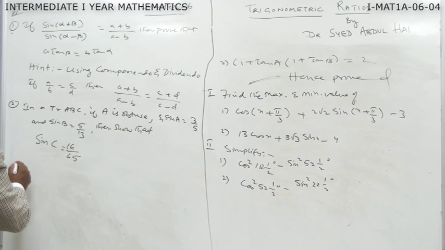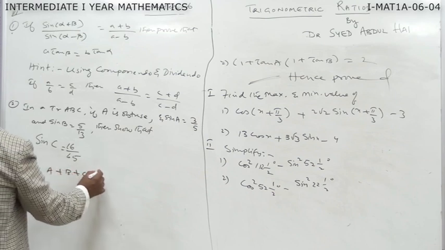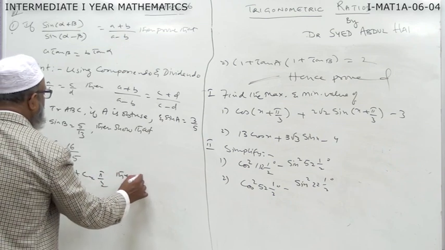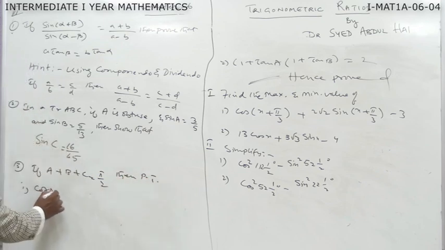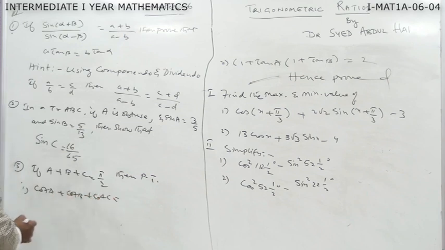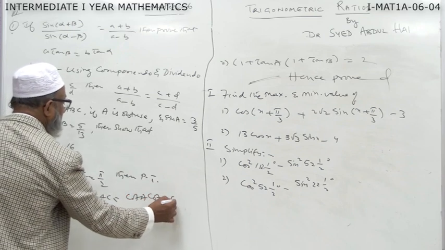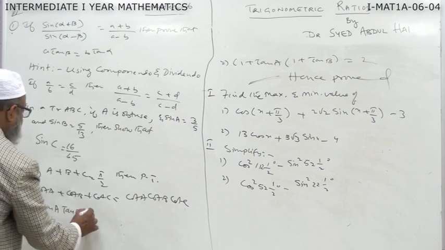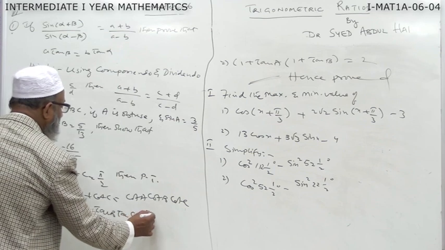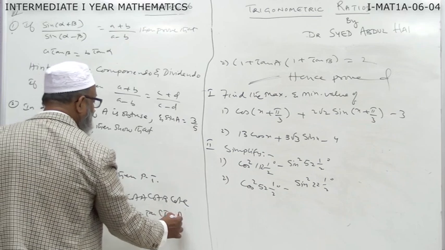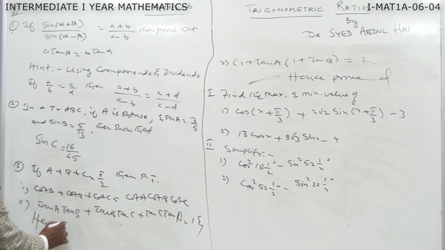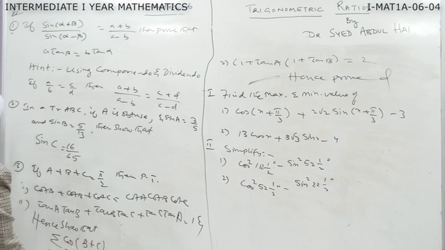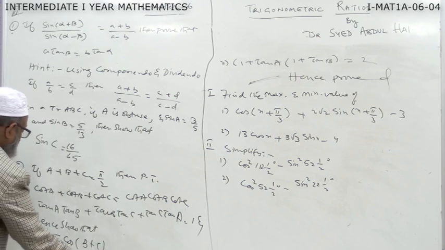If A plus B plus C is equal to pi by 2, then prove that first bit cot A plus cot B plus cot C is equal to cot A cot B cot C, and second bit is tan A tan B plus tan B tan C plus tan C tan A is equal to 1, and hence show that sigma cos B plus C by cos B into cos C is equal to 2.